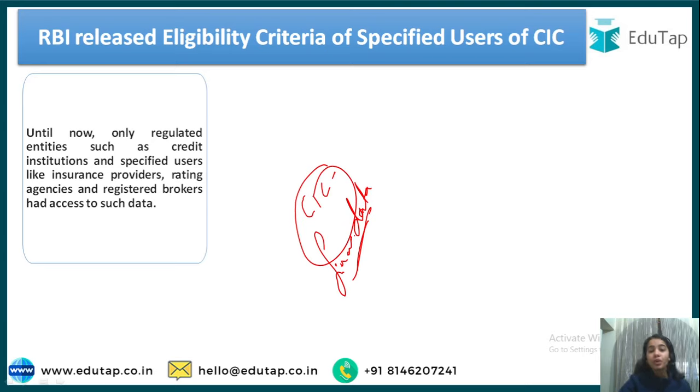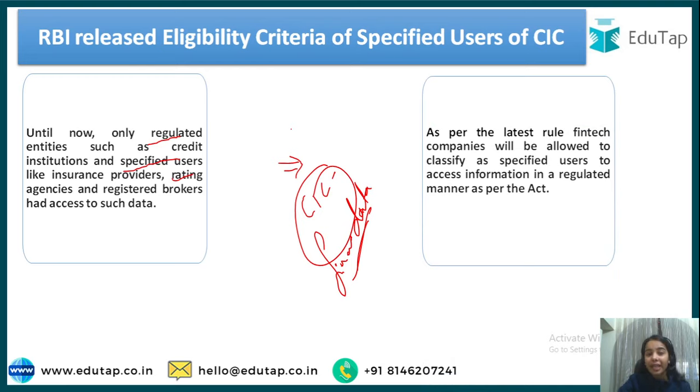Okay, so credit information companies are providing the data to the members only. And who are the members? Until now, only the regulated entities, that is the credit institutions, and the specified users like the insurance providers and the rating agencies, as well as the registered brokers under the SEBI, as well as the SEBI itself, were taking the financial data from these credit information companies. But now the RBI has given the eligibility criteria, that as per the latest rule, the fintech companies will also be allowed to be classified as specified users if they are fulfilling the eligibility criteria.